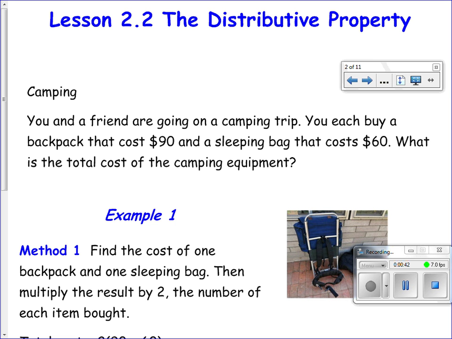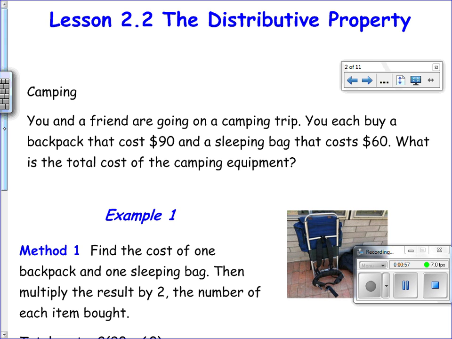All right, so in our first example, we're going to talk about camping. You and a friend are going on a camping trip. You each buy a backpack that costs $90 and a sleeping bag that costs $60. What is the total cost of the camping equipment?